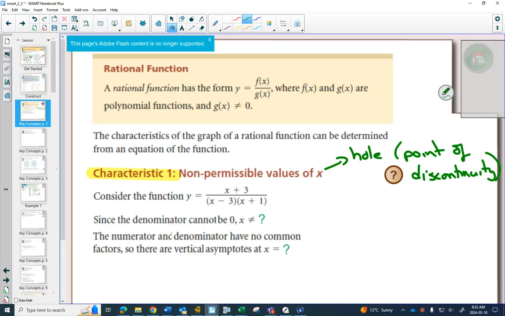When we talk about a graph being continuous, it means you can draw it without lifting your pencil. If there's a hole in your graph, you have to like, ooh, I have to jump over that hole and start drawing on the other side. So that's why it's called a point of discontinuity. It's either going to be that or a vertical asymptote.